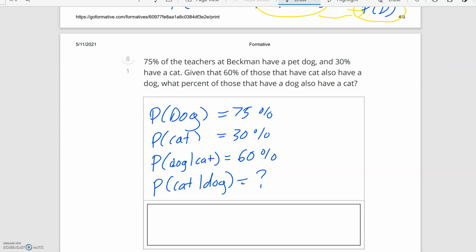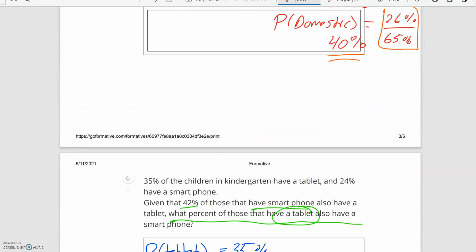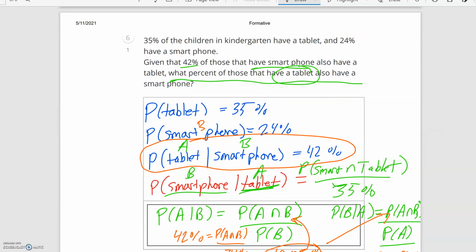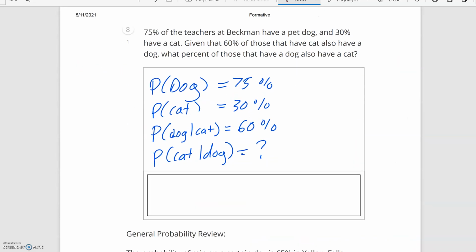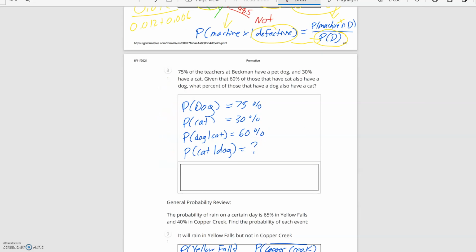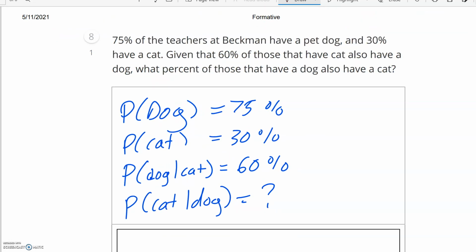All right, so question 8 is a lot like question 6. The process is very similar, and I'll show you why. They've already told you the probability of a Beckman teacher having a dog is 75%, having a cat is 30%, and see the word given, given that 60% of those that have a cat, there's your condition, that have a cat also have a dog, there's your 60%.